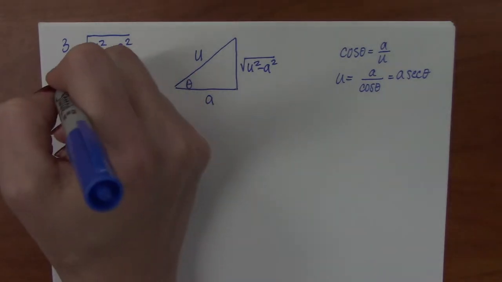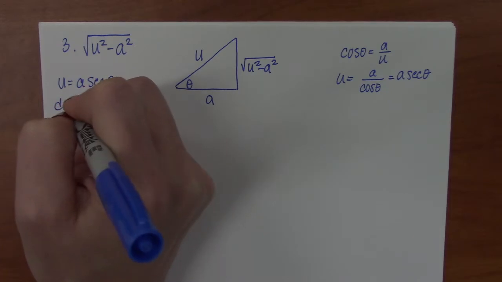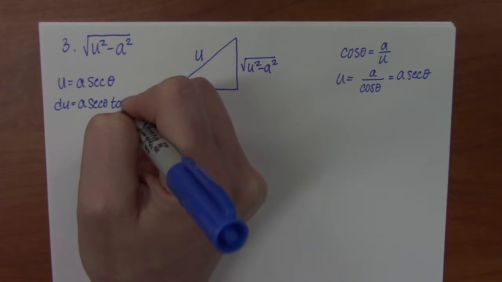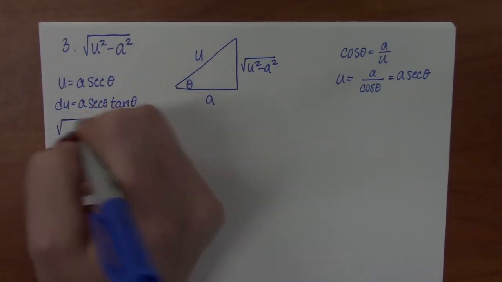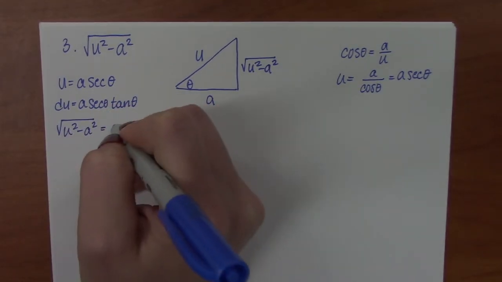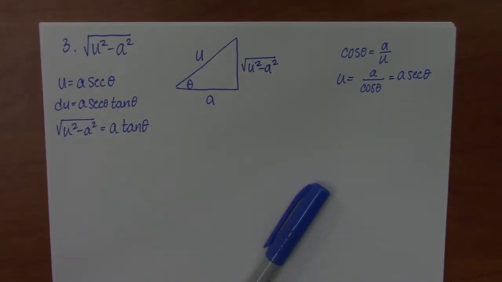So here, your u will be a secant theta. Your du is a secant theta tangent theta, because that's the derivative of secant. And the radical, well, if you put secant in, tangent should come out, because once again, the Pythagorean identity would kick in, and that's all it can do is change secants to tangents and tangents to secants. So once again, you can see your du and your radical do not match. That will only happen with the sine case up front.